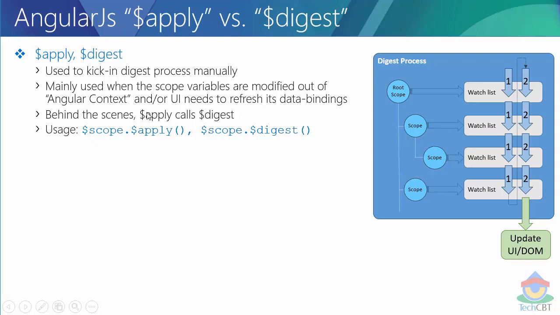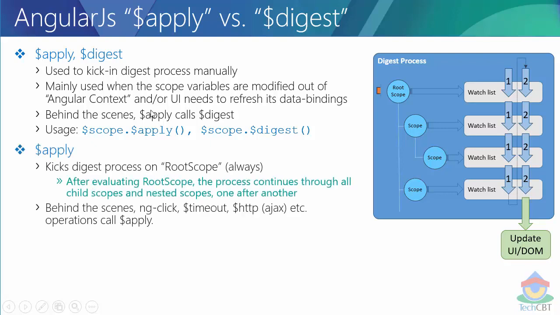And how to use $apply or $digest is quite simple. As long as you have access to the scope variable, just providing dot, you can ask it to actually call $apply or $digest in this manner. So this is how you can use $apply or $digest to really invoke the digest process manually.